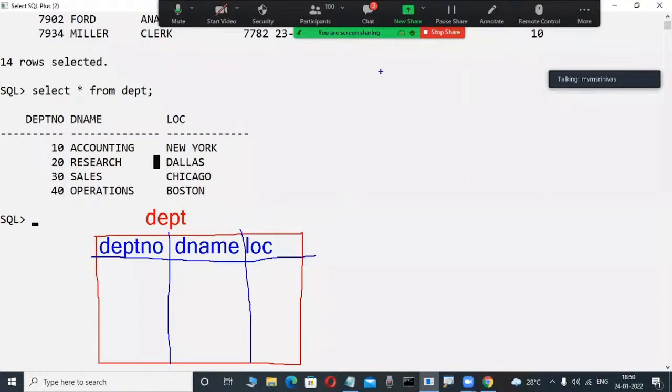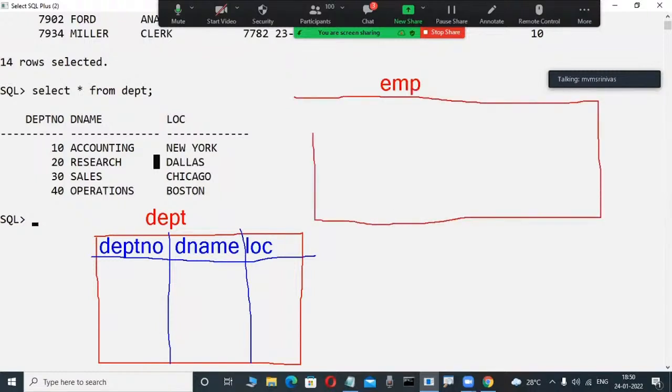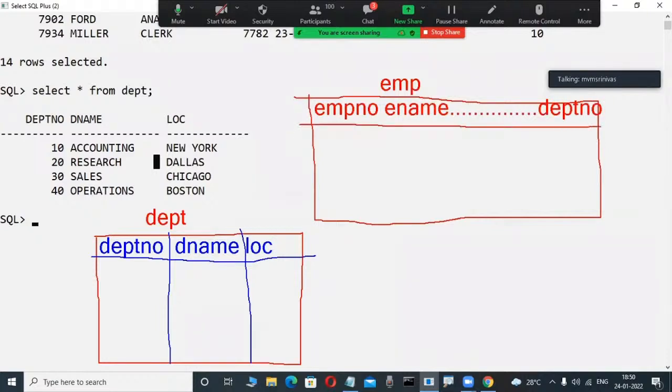Again, EMP is a table. Don't worry, just observe it here. In this case also, so many columns are there: employee number, E name, and so on. One of these, the last column, is DEPT number. Oracle Corporation gives it like this. Okay, fine. Now, observe for 1 minute.